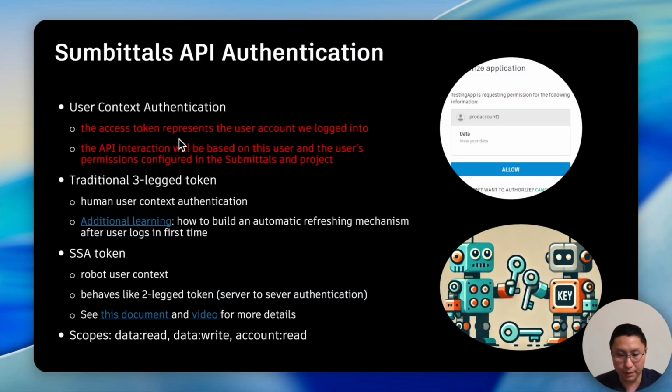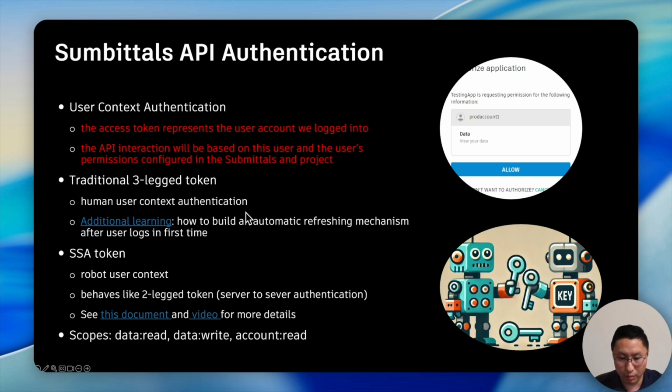The Submittal API supports the user context authentication type. The access token generated from this type represents the user account we log into. The API interaction will be based on this user and this user's permissions configured in the project and the submittals. You can implement this using the traditional 3-legged tokens with user interaction to log in their user account, or use the SSA tokens with robot user authentication. We have another video to cover authentication and the SSA token in detail.